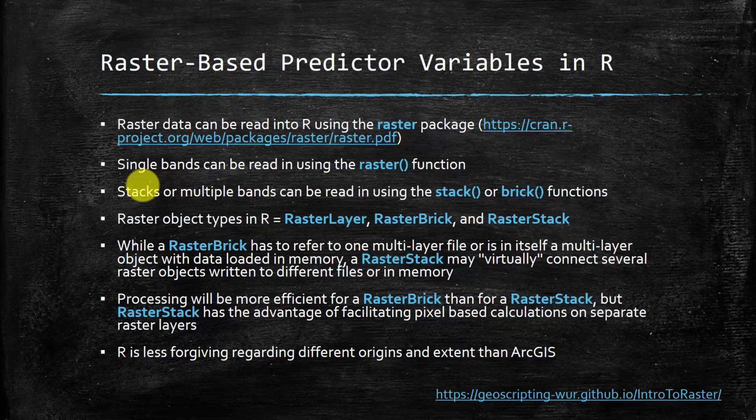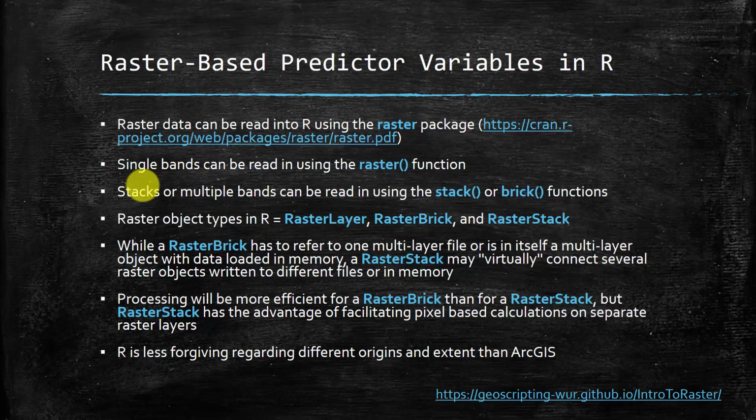What is the difference between a raster brick and a raster stack? A raster brick has to reference one multi-layer or multi-band file, or it has to itself be a multi-layer object that is loaded from memory. So it has to basically reference the same file. For example, you could use a raster brick to read in a Landsat image where all the bands have already been stacked into a single image.